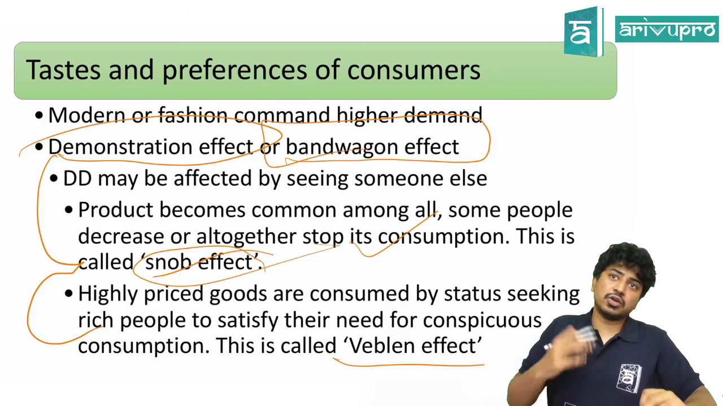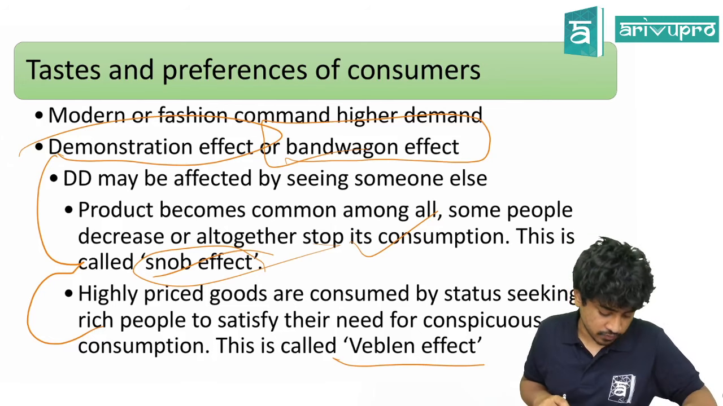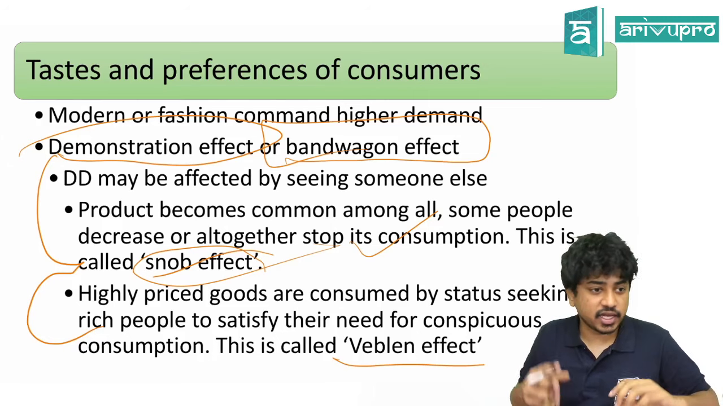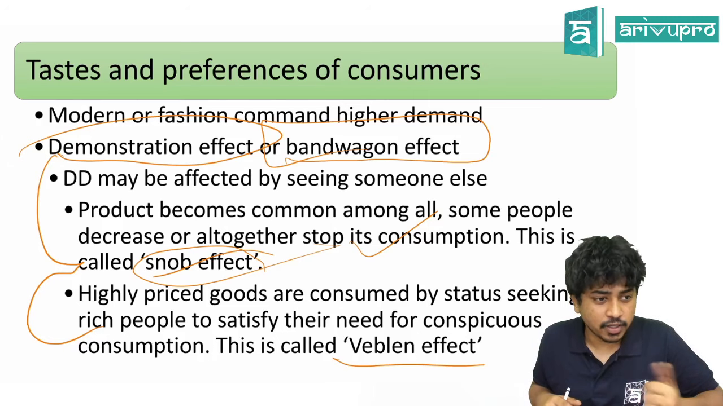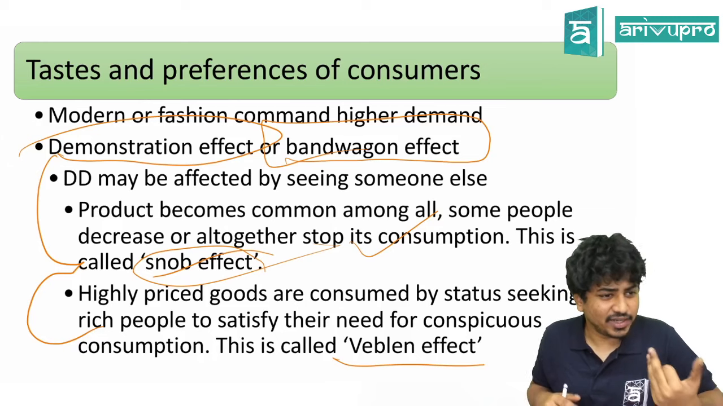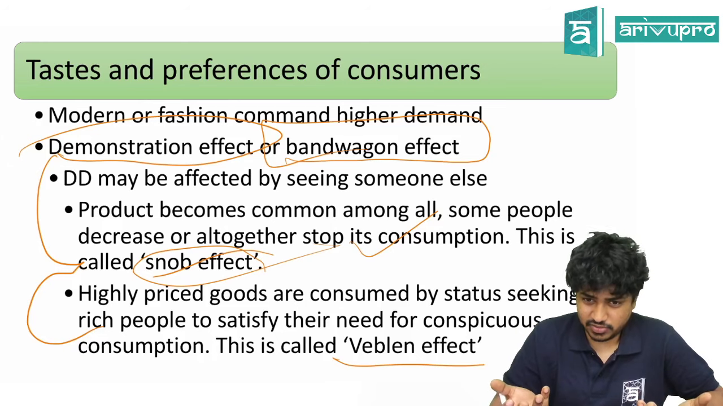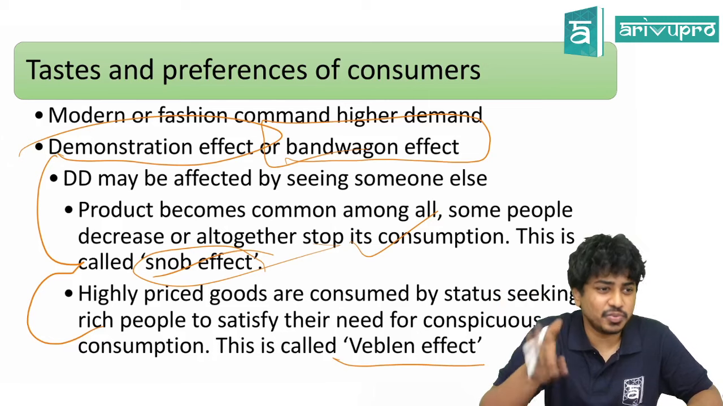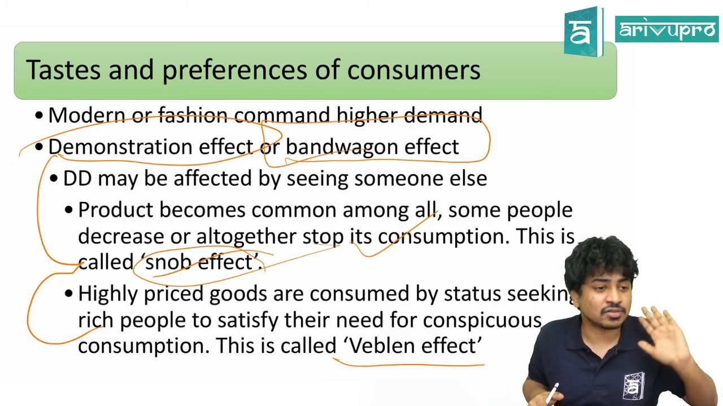Or you can take another example: let's say everyone is wearing a red shirt. Will you buy a red shirt? You'll be like, everyone is wearing a red shirt, I do not want to wear it. It's becoming too common, I want to be different. That is the snob effect.